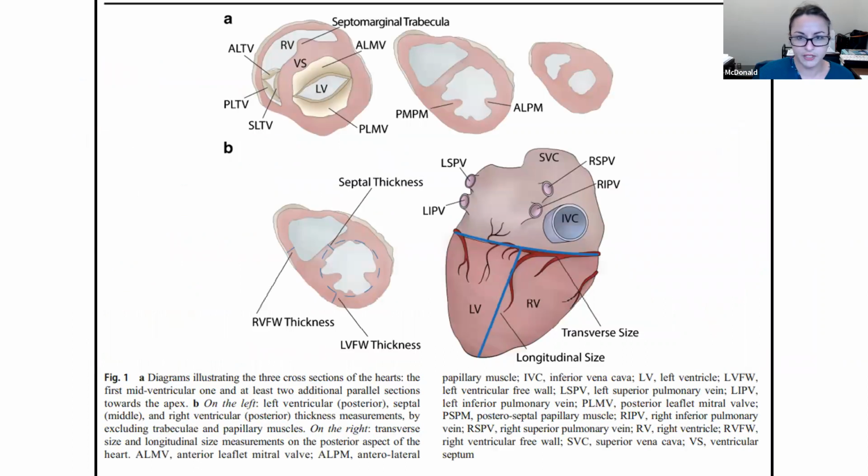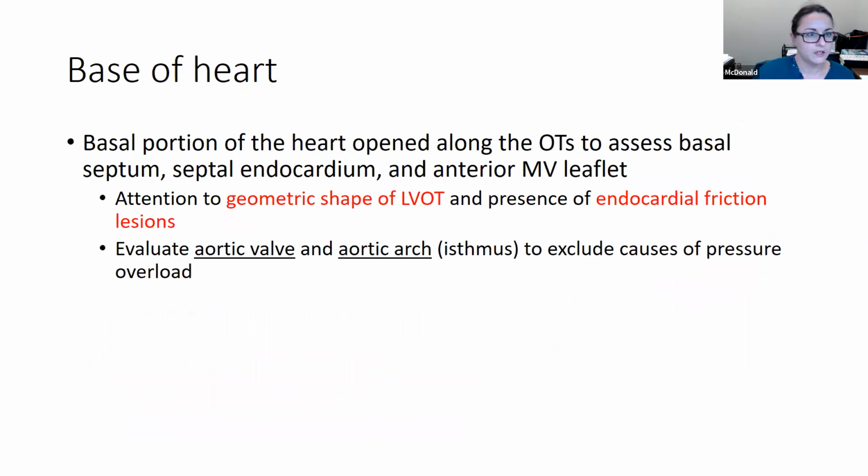Here's that diagram of theirs in total. For the remaining base of the heart, they state to open it along the outflow tracts so you can assess the basal structures and the valves. You need to pay special attention to the geometric shape of the left ventricle outflow tract and the presence of endocardial friction lesions. You also need to pay close attention to the aortic valve and the aortic arch, so you can exclude causes of pressure overload there.